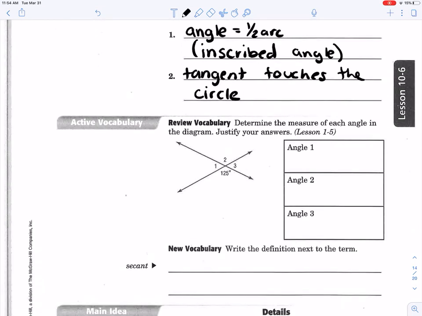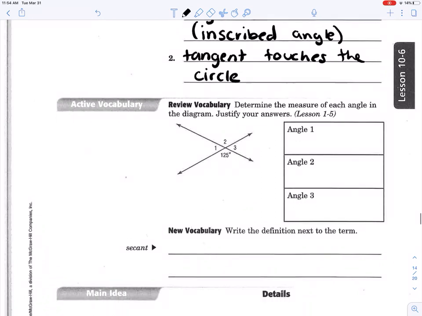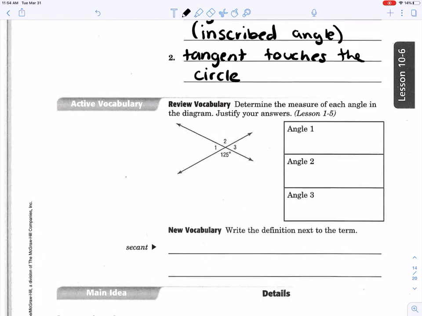So determine the measure of each angle in the diagram and justify your answers. So this is review back from not lesson 1.5, all the way back from chapter 1. It started in the very beginning of chapter 1 and then continued throughout that chapter, but we've used it all semester and all year long, really. I would look at angle 1 and the angle that's 125 and notice that they are going to be supplementary. I could say 180 minus 125 is going to give me the measure of angle 1, which is 55.